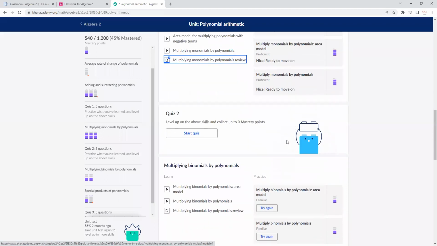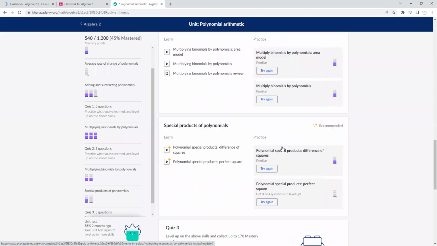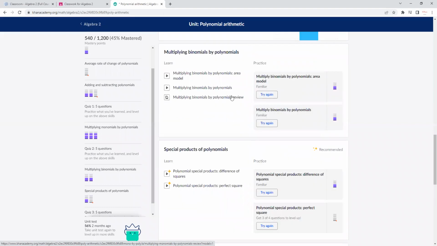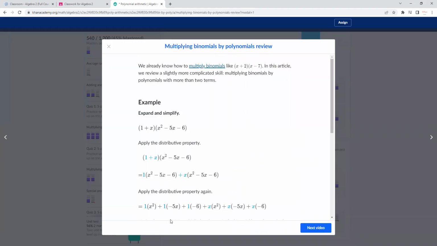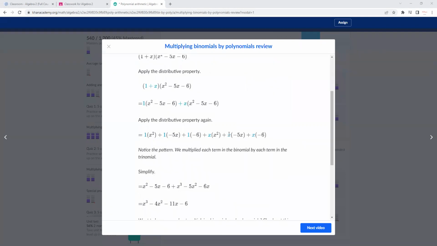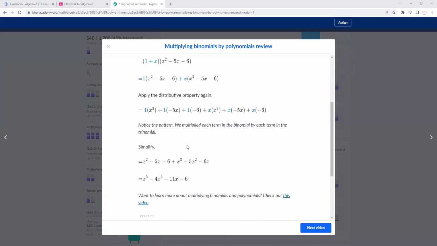Where are the binomials? Let's see. Okay, when you're multiplying binomials, or a binomial with a trinomial, you're multiplying all of the possible outcomes. So this 1, you're going to multiply it to the x squared, to the negative 5x, and to the negative 6. For this x, you're going to multiply it to the x squared, the negative 5x, and the negative 6. So you're multiplying all the possibilities, which is what they do here. And then you want to combine the like terms, which is what simplifying is.